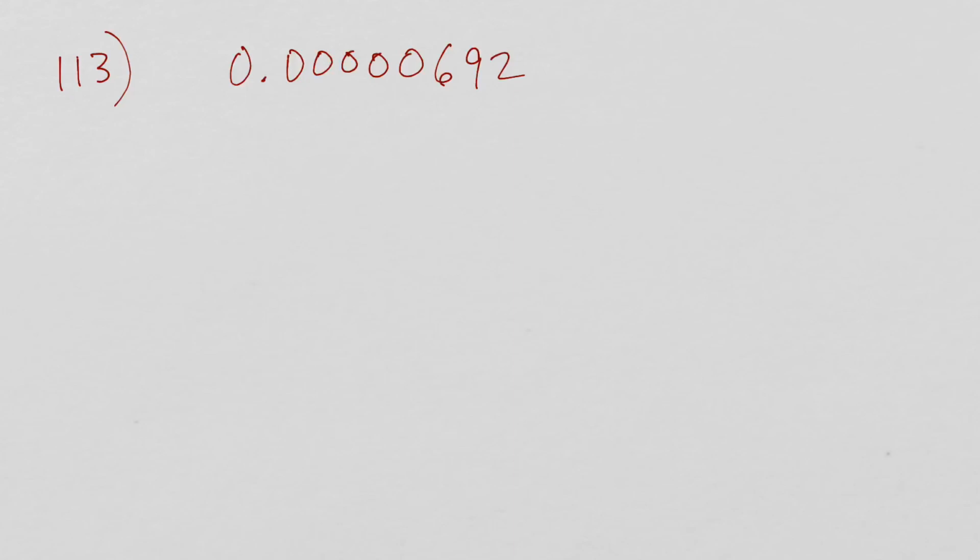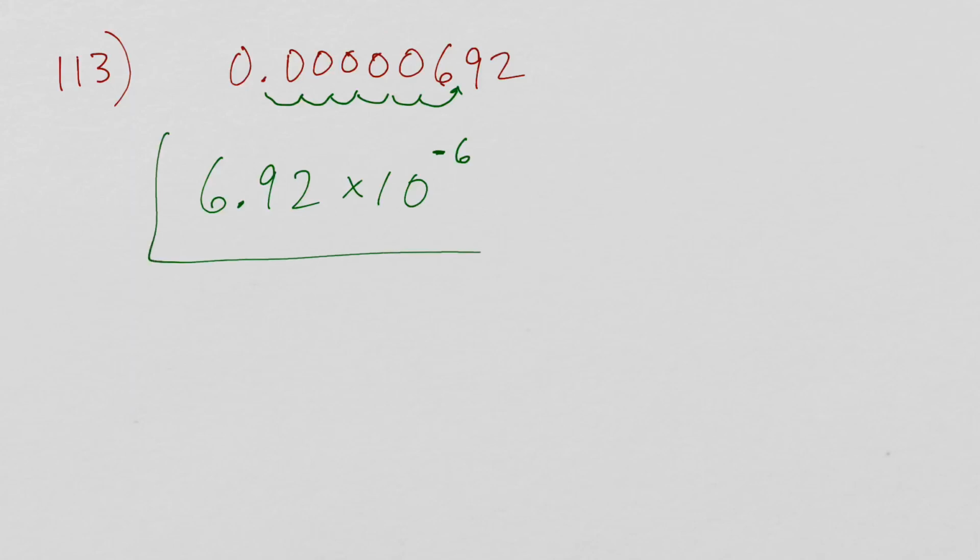Okay, again, we're going to start by writing down the number with a single non-zero digit to the left of the decimal. Then we're going to count off the number of times we had to move to get it there. 1, 2, 3, 4, 5, 6. So this is going to be times 10 to the, now it's a -6 because we took a small number and made it large, so we moved the decimal place to the right. So this would be the final answer in scientific notation.